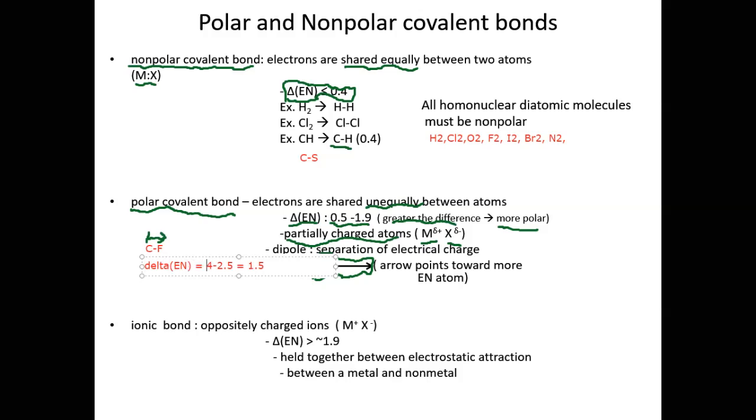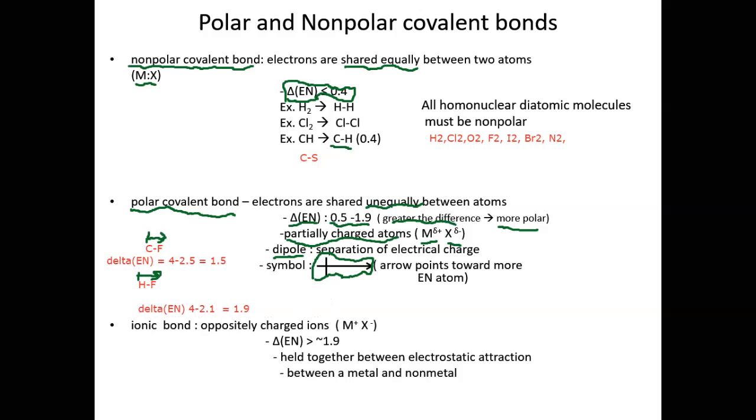And so the carbon-fluorine bond is a polar covalent bond. Now if we looked at something like HF, F is more electronegative than hydrogen. If we look at the difference in electronegativity, 4 minus 2.1 equals 1.9. So then the dipole would point this way. So these are polar covalent bonds.